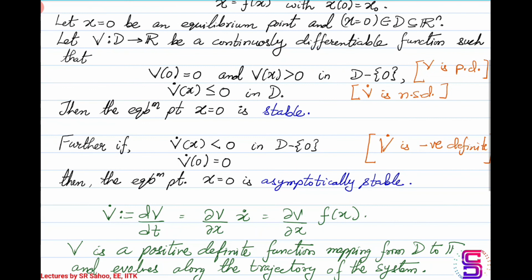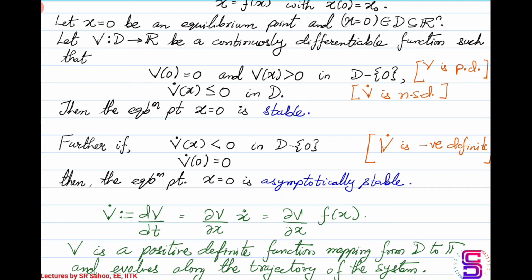Further, if this V dot, instead of negative semi-definite, is negative definite, which essentially means that V dot is negative for all values of x in the domain D except for 0 where it is 0. So V dot of 0 is 0, but V dot of x is actually less than 0. If this is the case, then the equilibrium point, which is x equal to 0, or the origin here, will be an asymptotically stable equilibrium point.